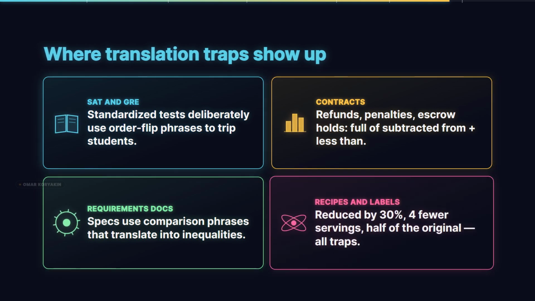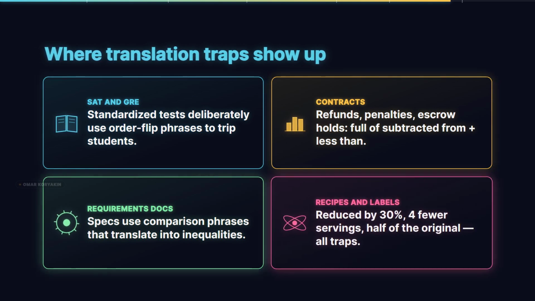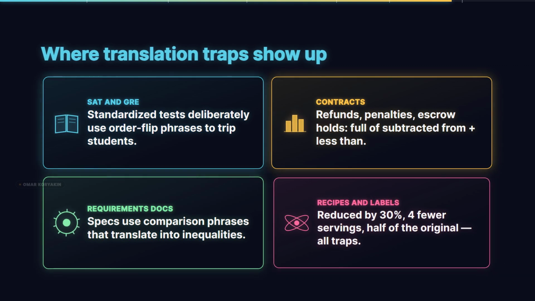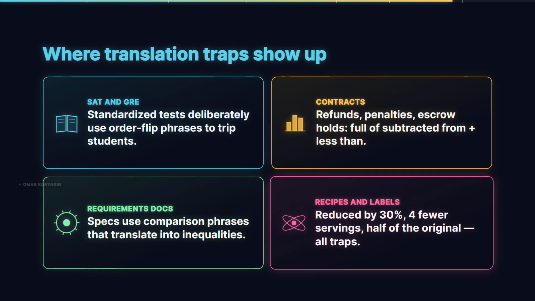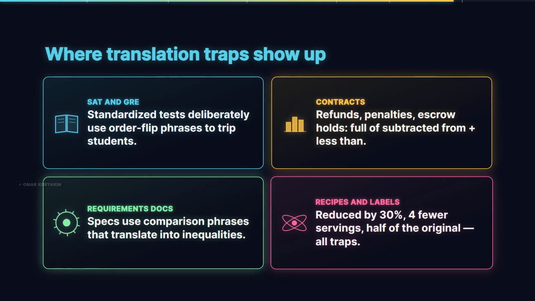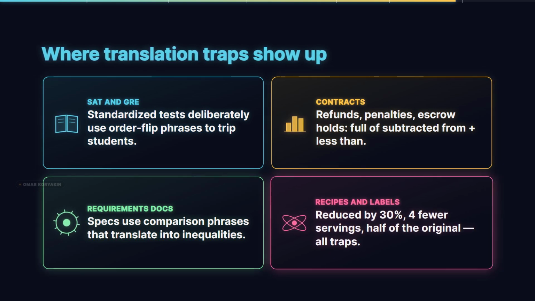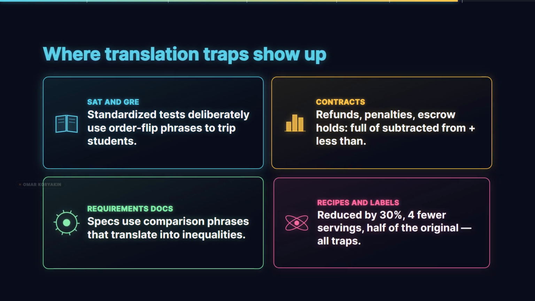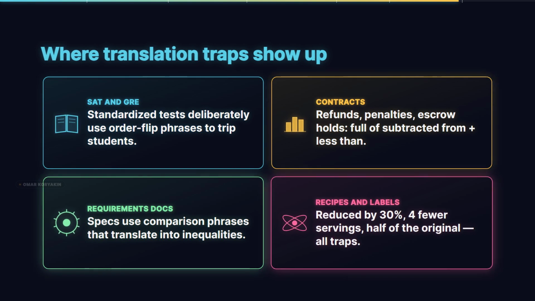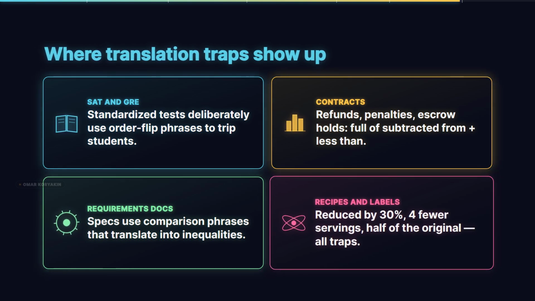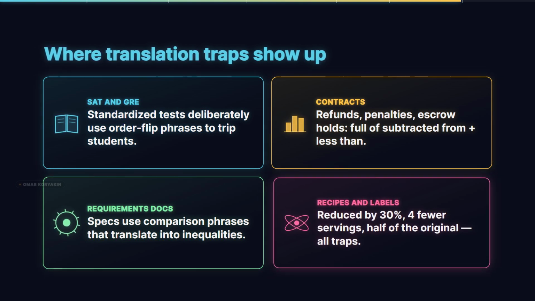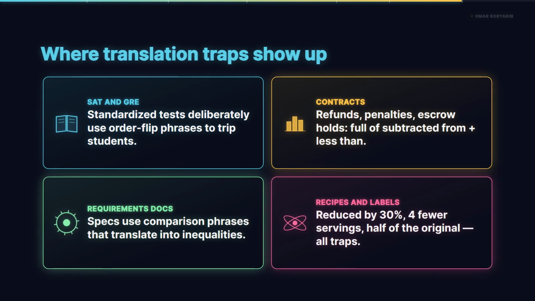Even in everyday product labels and recipes, phrases like "reduced by 30%," "4 fewer servings," and "half of the original quantity" contain the same trap patterns. Misreading any of them in the kitchen or at the hardware store produces wrong measurements and ruined dinners or wasted materials. The translation skill is in continuous use, and the trap library is as valuable in everyday life as it is on the exam or in legal work.